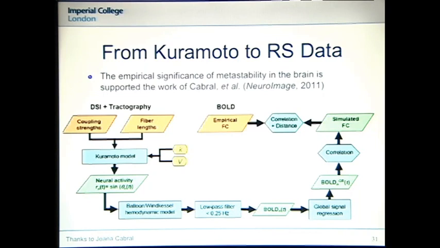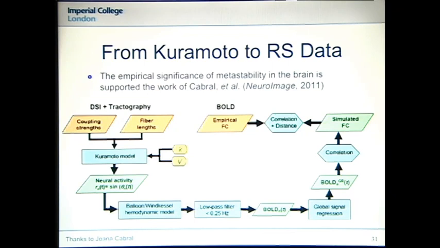So now here's the paper that suddenly made all of this oscillator stuff seem relevant, rather than just a bit of interesting fun that could get into an obscure maths journal. This was published by Joana Cabral, and the senior author is Gustavo Deco, and it was done right here in Barcelona in Gustavo Deco's group. So this was very, very interesting.